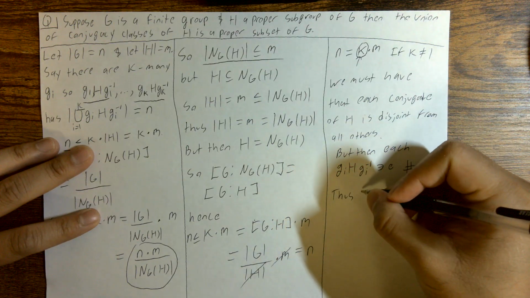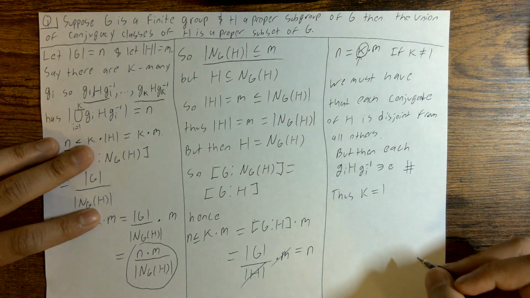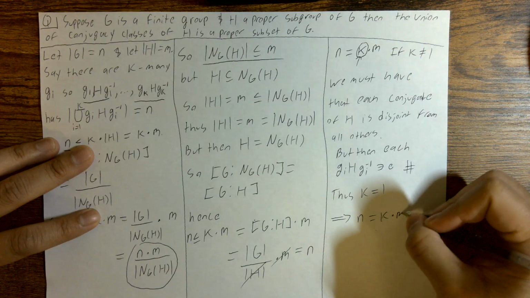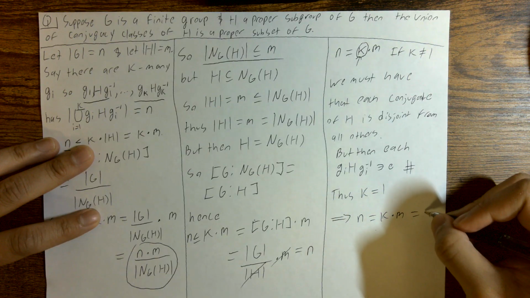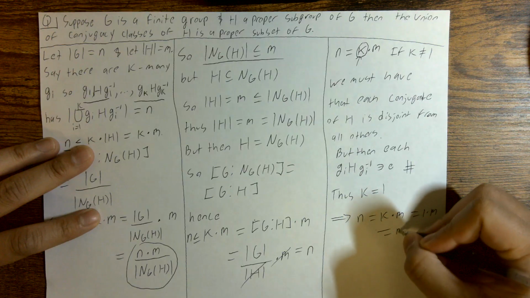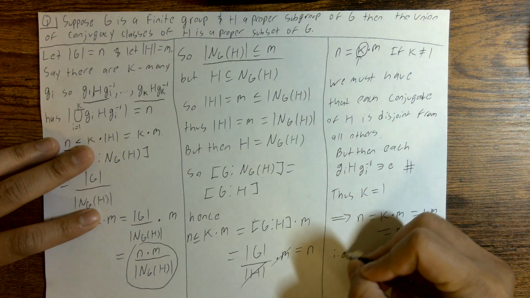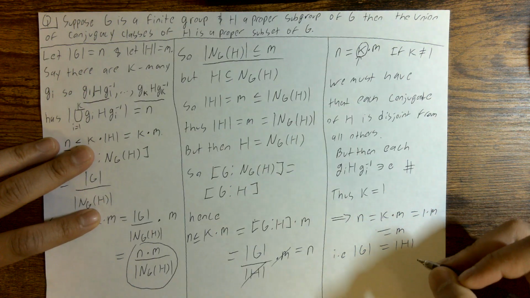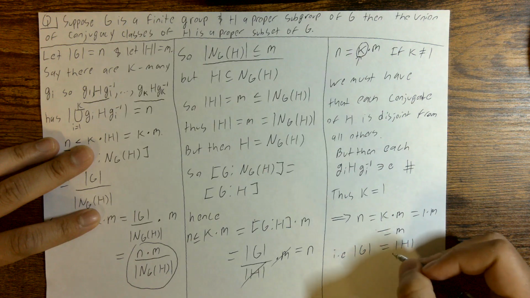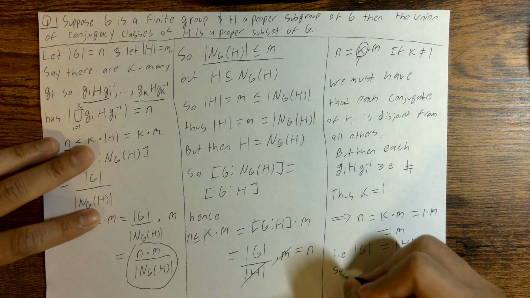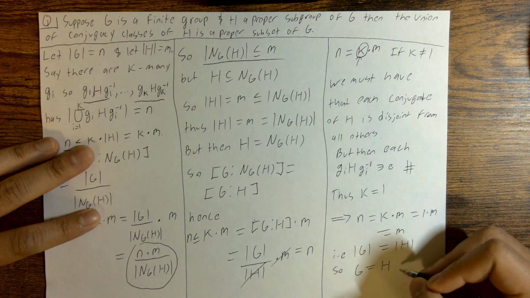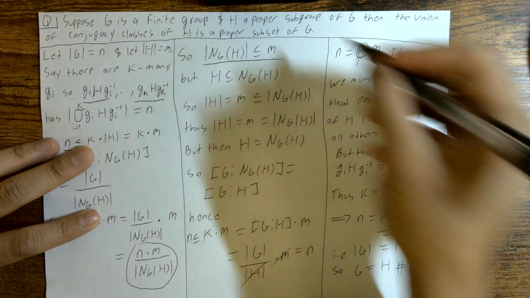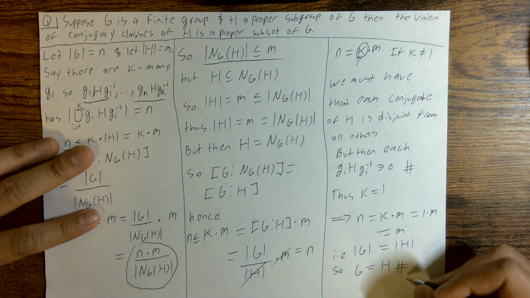Thus, k must equal 1, which implies n equals k times m is equal to 1 times m, which is equal to m, i.e. the cardinality of G is equal to the cardinality of H. As these are finite groups, that means G is equal to H, which contradicts our assumption that H is proper in G. So we are done.